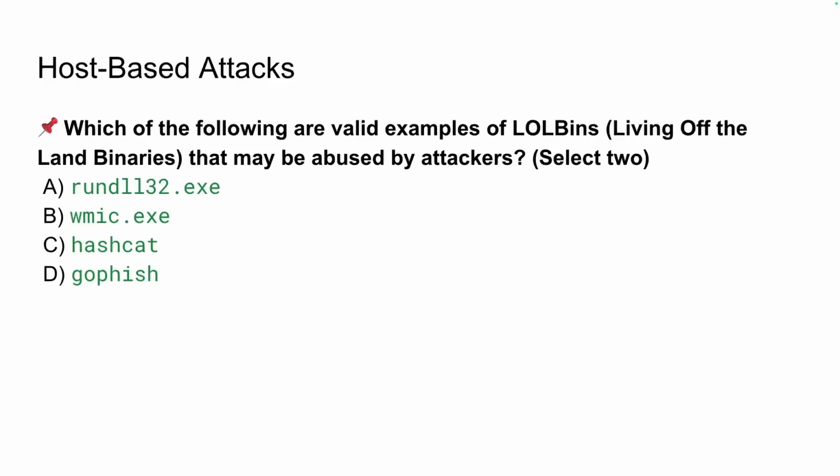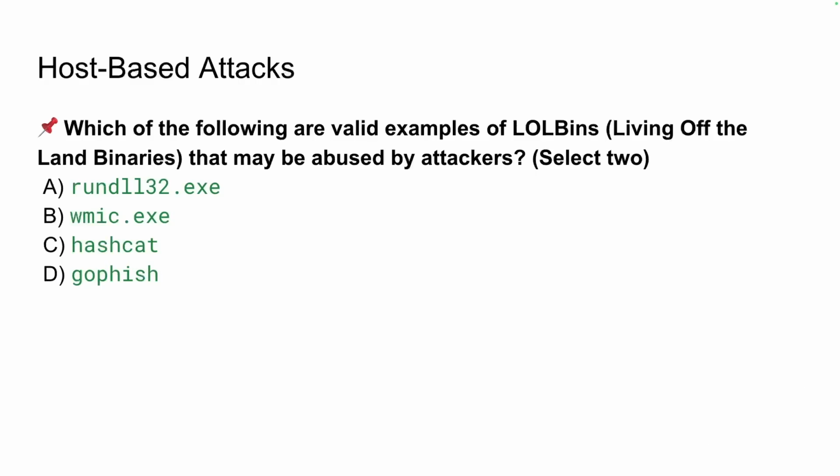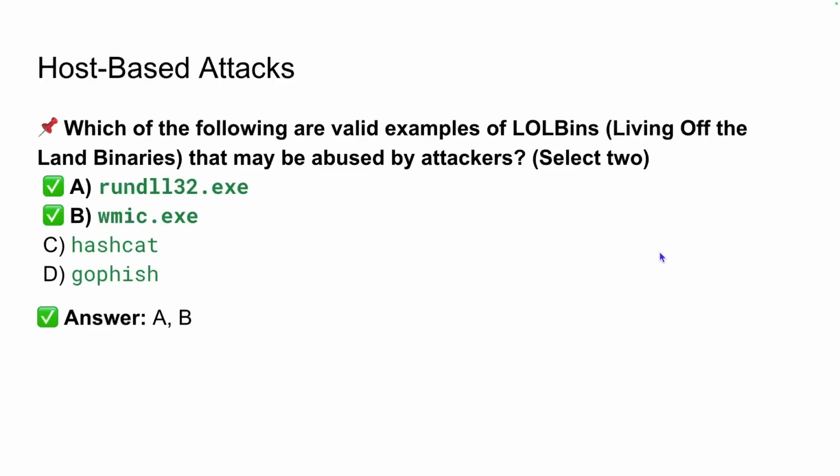Which of the following are valid examples of LOLBins, so living off the land, that may be abused by attackers? So rundll32 was one of them, WMIC was one of them. GoFish is actually not a binary. It's a tool, I want to say it's a website actually. GoFish is like a website that can help you create phishing campaigns. And Hashcat is a tool that we would use to crack password hashes. We only need two answers here. So rundll32 and WMIC are definitely the executables. And here's another thing, right? When you think of a binary, think of an executable. And when you think of an executable, you think .exe at the end of it, right? So when you're thinking about binaries, they execute, and those things end in .exe. So that's what the answers are.